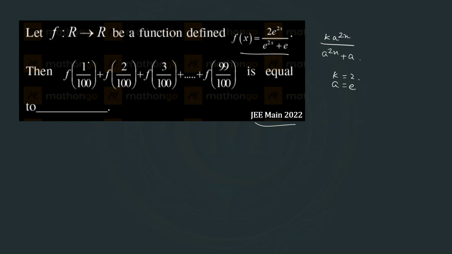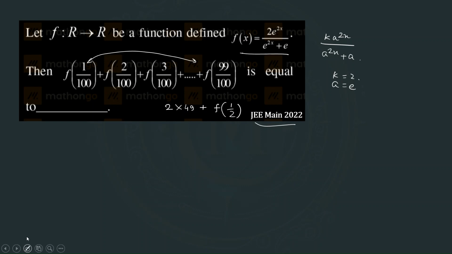You can see easily this term and this term will give us k, which is 2. So how many 2's will be produced? So f(1/100) to f(49/100) will all be paired, but f(50/100) will not be paired. So there are 49 2's that are to be produced. And plus there will be a term left, which is f(50/100), which is f(half).